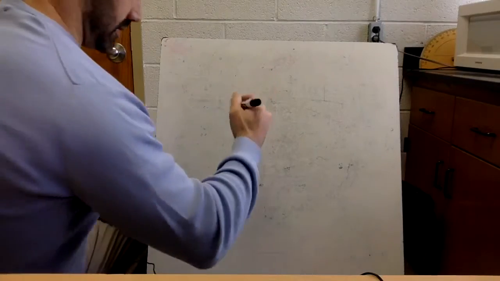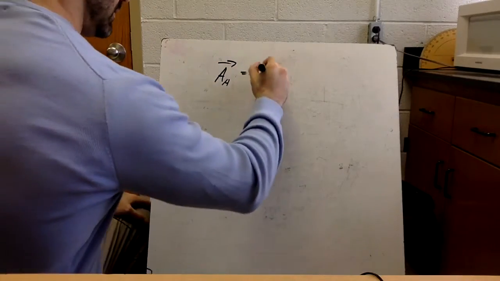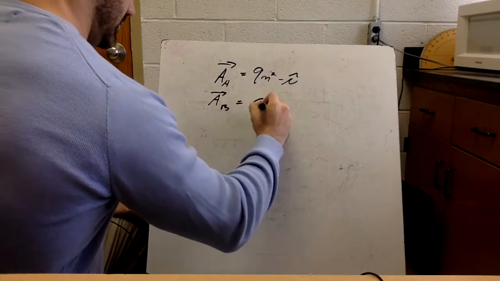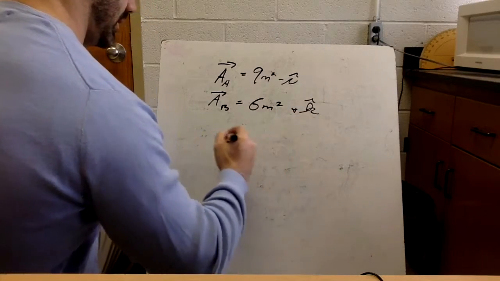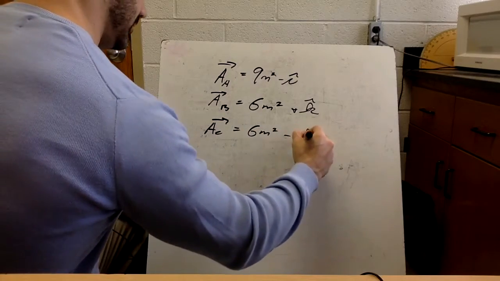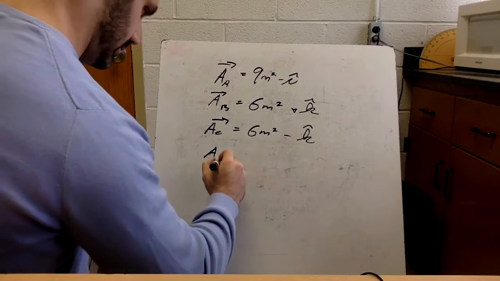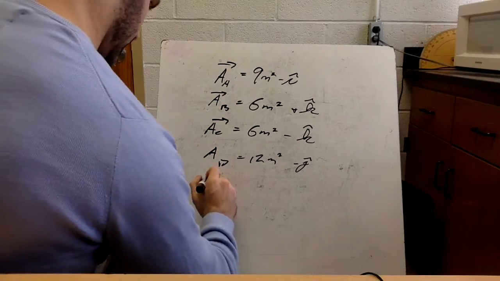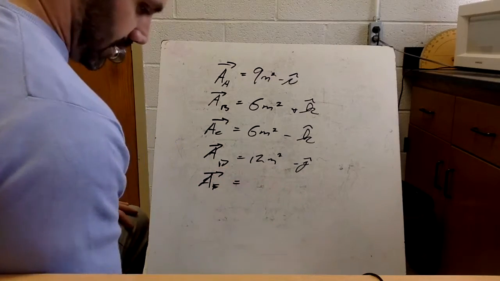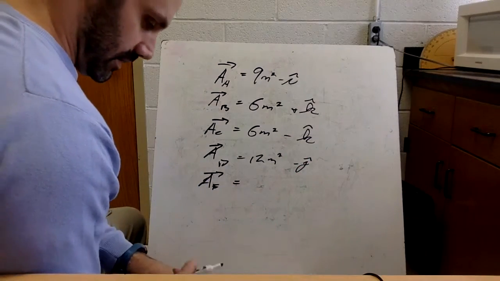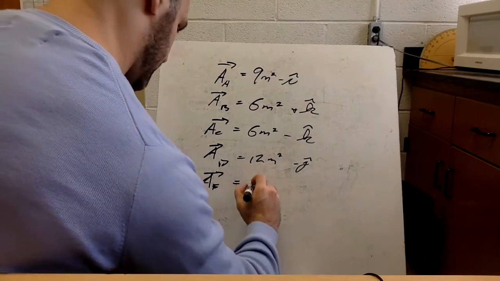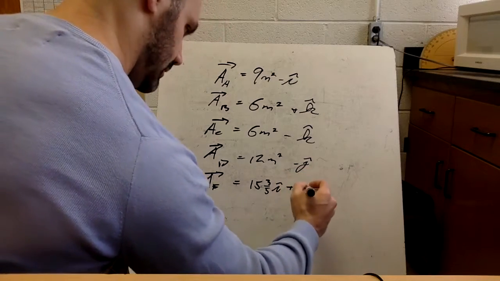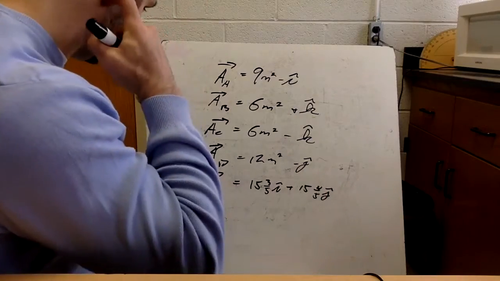All right, so it looks like this. Area vector A is 9 meters squared, negative i hat. Area vector for B was 6 meters squared, positive k hat. C was 6 meters squared, negative k hat. D was 12 meters squared, negative j hat. And then the area vector for side E is 15 meters squared, but realize that it's at an angle as well. So it ends up being 15 times 3/5 i hat plus 15 times 4/5 j hat.